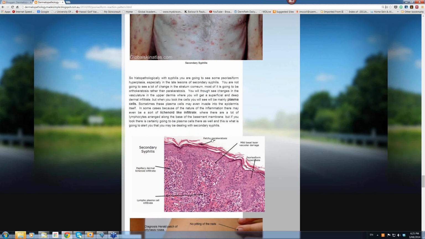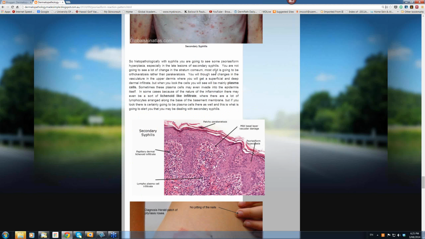So what do you see? Well, you're going to see some psoriasiform hyperplasia, especially in the late lesions. There are not going to be a lot of changes in the stratum corneum. Most of it's going to be orthokeratosis rather than parakeratosis. You'll get a superficial and deep perivascular infiltrate. But when you look at the cells here, instead of them being lymphocytes, a lot of them are going to be plasma cells. And these plasma cells may even invade into the epidermis.